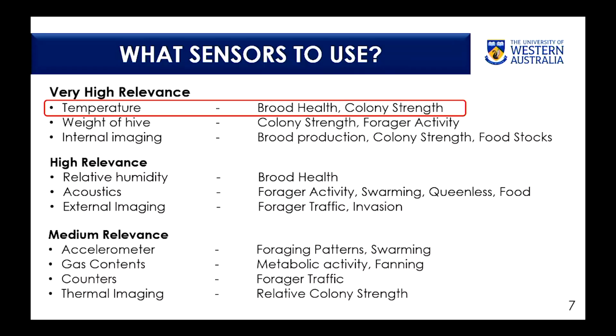If a colony is strong, has enough bees, it will be able to regulate the temperature. If the colony is not strong, there are not enough bees, they will not be able to regulate the temperature and you will see a lot of fluctuations. So just by monitoring the temperature, if it is stable, that means it's a good, healthy colony. And if it is not stable, that means we have a weak colony.